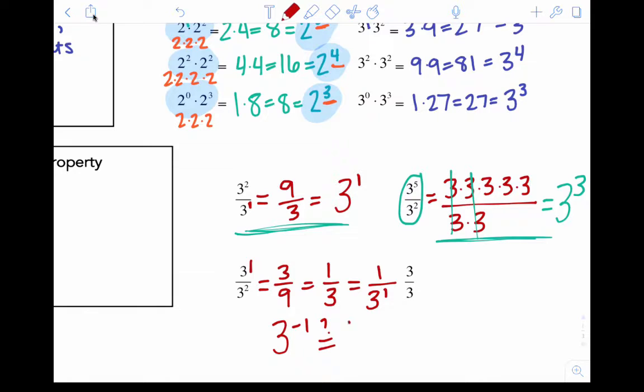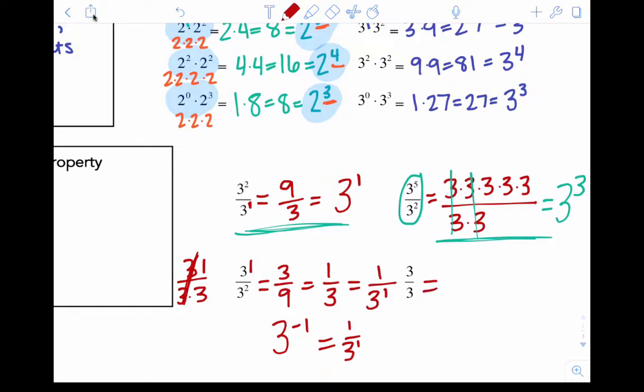Is 3 to the negative first equal to 1 over 3 to the first? Yes, it is. We just learned that with our negative exponent rule earlier in these notes. If I were to write this out in that expanded form, I would get 3 over 3 times 3. Those would cancel out, and I would be left with 1 over 3.